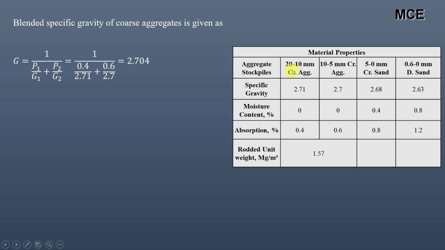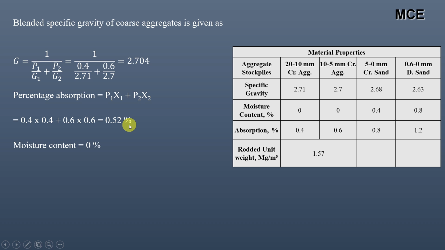We have taken 40% for this 20 to 10 mm, so it will be 0.4 divided by its specific gravity, 2.71, and for 10 to 5 mm we had taken 60%, so it will be 0.6 divided by 2.7, which is equal to 2.704. This is our blended specific gravity. Similarly, the blended percentage absorption will be 0.4 into 0.4 plus 0.6 into 0.6, which is 0.52%. And the moisture content will be 0.4 into 0 plus 0.6 into 0, which is 0%. So the moisture content for these aggregates will be 0%.